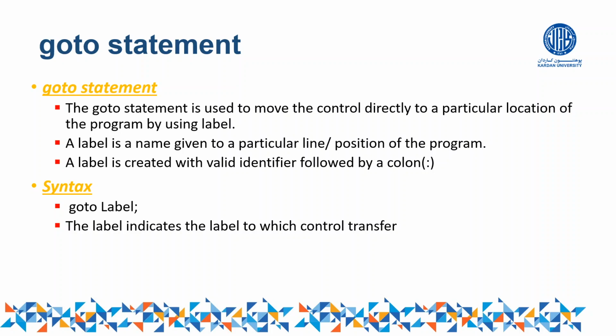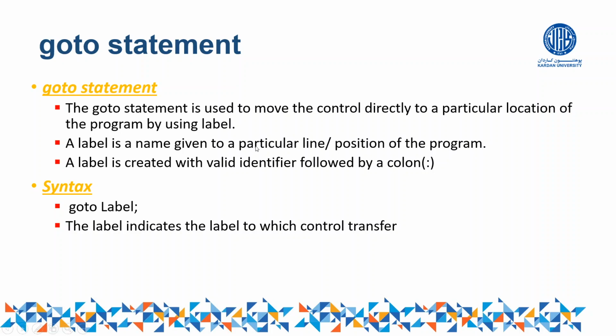So the goto statement. This is not mostly used in programming. The goto statement is used to move the control directly to a particular location of the program by using a label, a particular location or position. It totally depends on the label that we have created. The control will move to a specific position by using a label. We will see what a label is and how we can create a label.